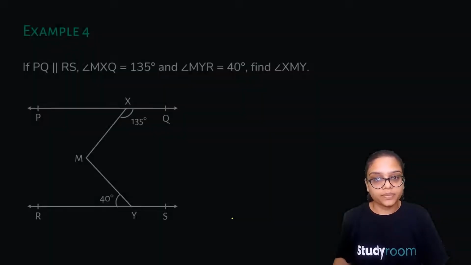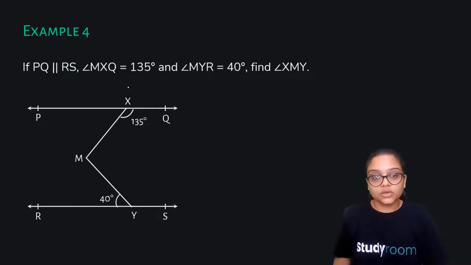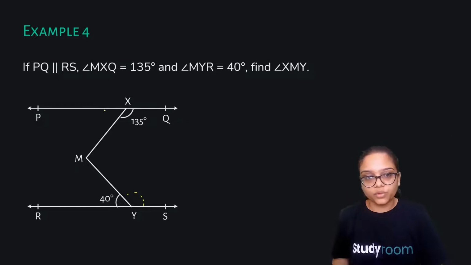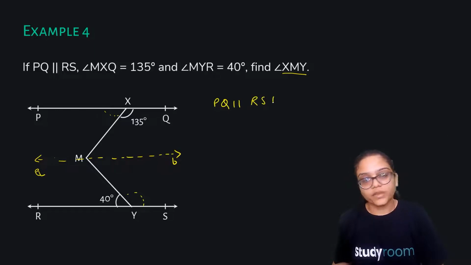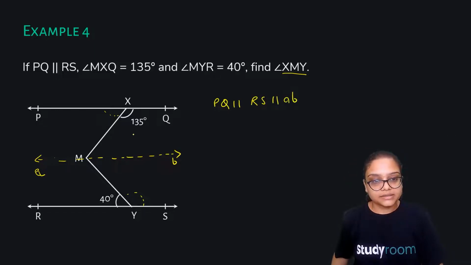Now the question time. I'll give you a trick to solve this type of question. You can find this angle and this angle. We need to find angles x and y. Firstly, we draw a line parallel to PQ and RS and name it AB. Since PQ is parallel to RS, it is also parallel to AB. We name this angle X and this angle Y.